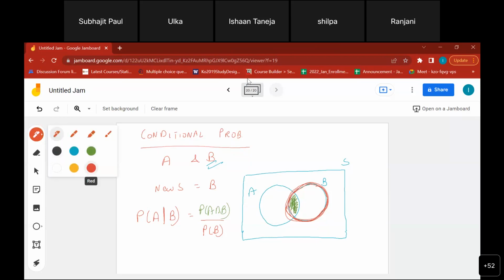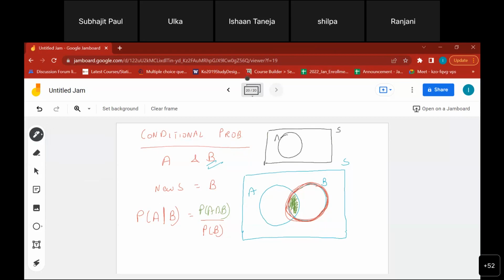Is this thing clear? Yes, sir. Okay. So, you want to visualize independent events through a Venn diagram. Now see, initially this was your sample space, right? This was your event A. This was your event B. Probability of A is this much portion of the sample space.